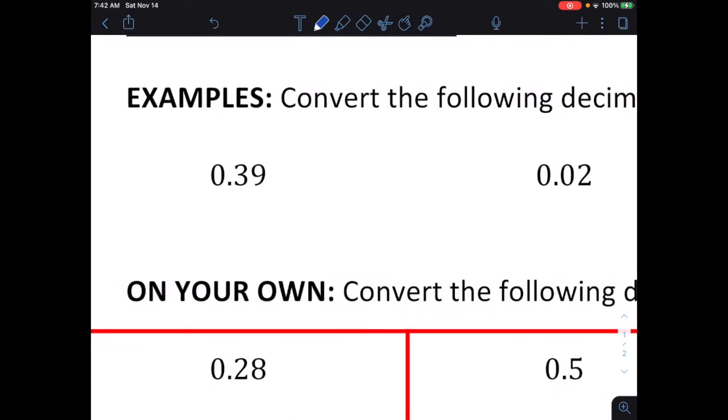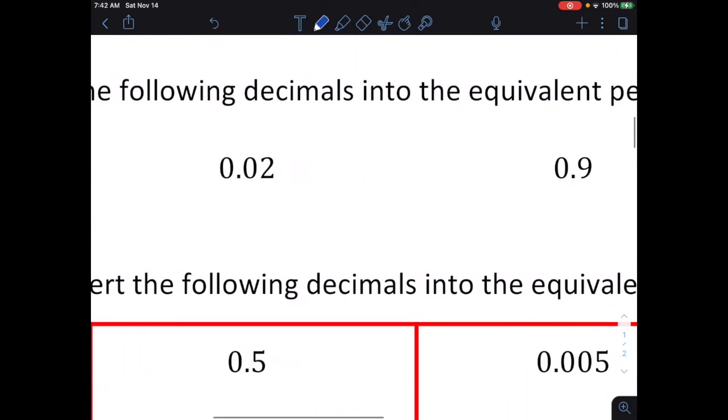Look at the first example here. We have 0.39. We're going to move the decimal to the right, and we're going to move it 2 places. So this becomes 39%. Similarly, we have 0.02. We move it 2 places. Now, this one would become 0.02%, but we don't like to write that 0, so we can just get rid of that 0. We can just call it 2%.